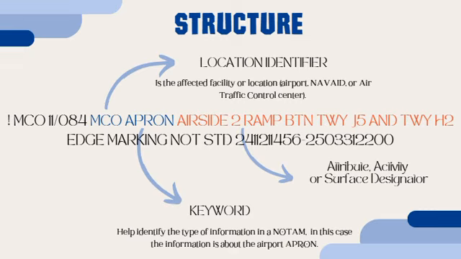After that comes the attribute activity or surface designator, that is really a when-needed component. In this case, it says that not all the apron has this condition, but just a segment that says airside 2 ramp between taxiway Juliet 5 and taxiway Hotel 2.